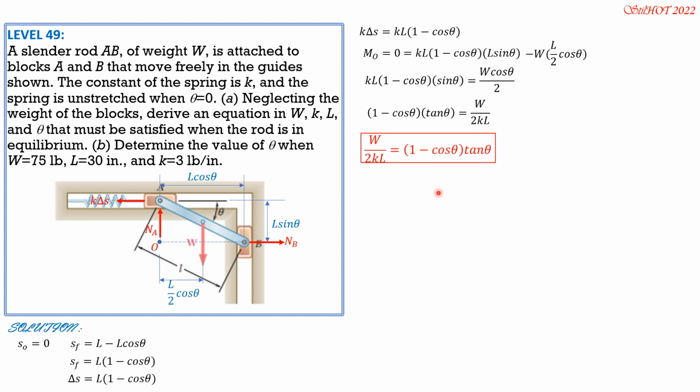For part B, we set W equals 75, so 1 minus cosine theta times tangent theta equals 75 over 2 times 3 times 30. So distribute tangent theta; tangent times cosine is sine. So tangent theta minus sine theta equals 5 over 12. It's easy to solve for theta by trial and error. So solving for theta by trial and error, theta is equal to 49.706 degrees.